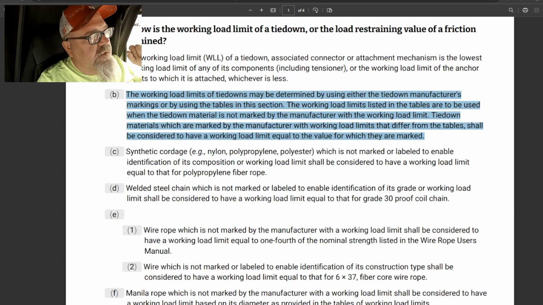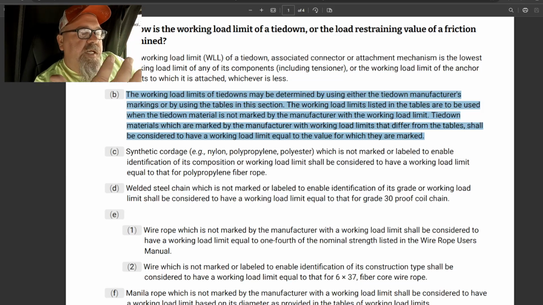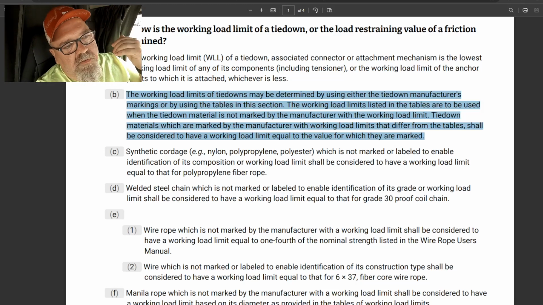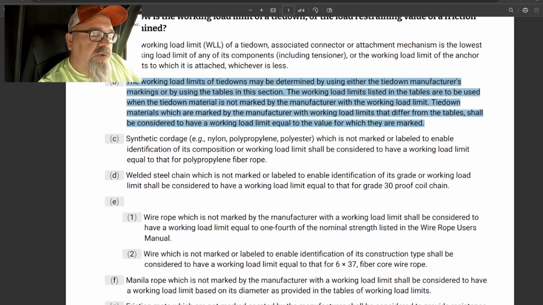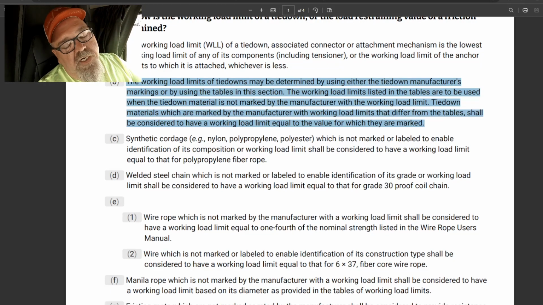The working load limit is listed on the tables below when the tie down material is not marked by the manufacturer with the working load limit. So for instance, if you have a chain that's all rusted and corroded because it's been used for a while and gotten wet, they can't see if it's a grade 70 5/16 transport chain. All they can tell is that it is a 5/16 chain. A grade 70 transport chain 5/16 is rated at 4,700.